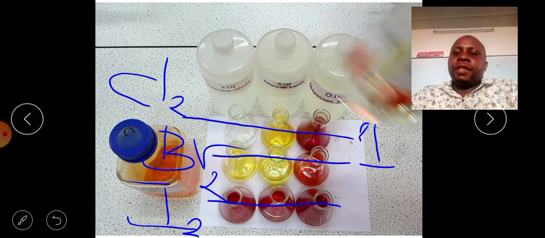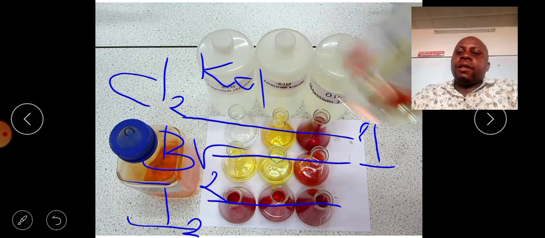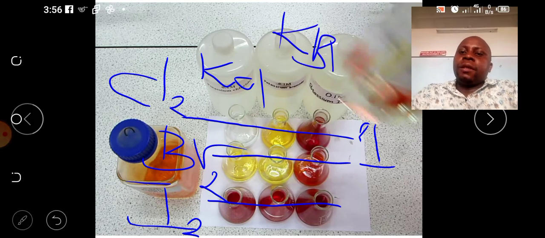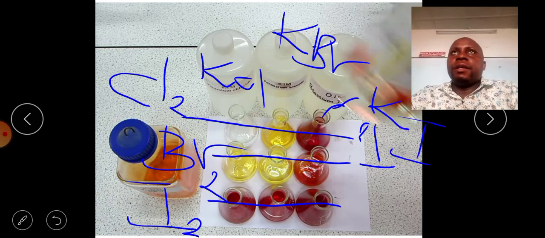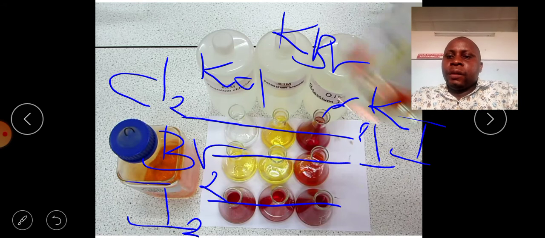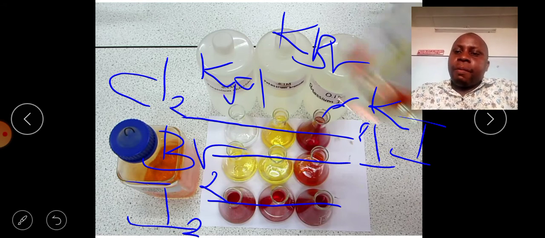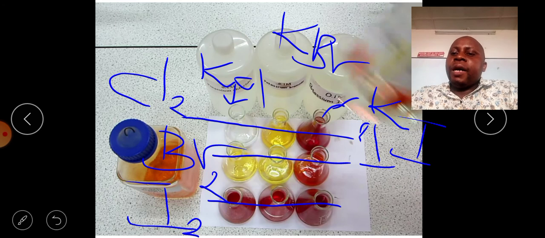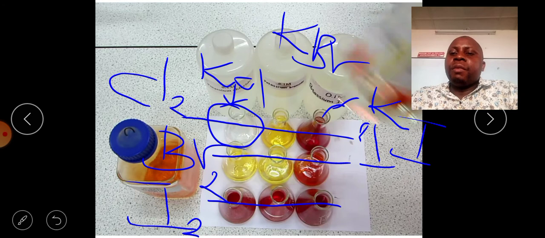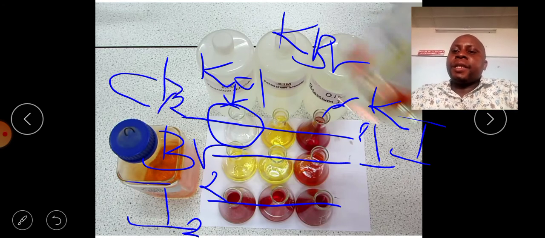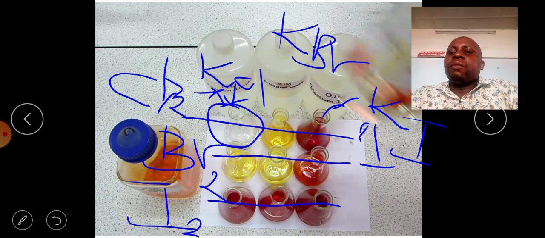So in this first conical flask, there was addition of potassium chloride, and then in the second conical flask, there was addition of potassium bromide. And then the last one here, there was addition of potassium iodide. We have seen in the conical flask where potassium chloride was added, when you add chlorine in here, there was no significant change because chlorine does not displace another chlorine from a solution.